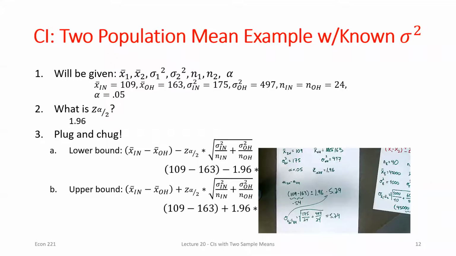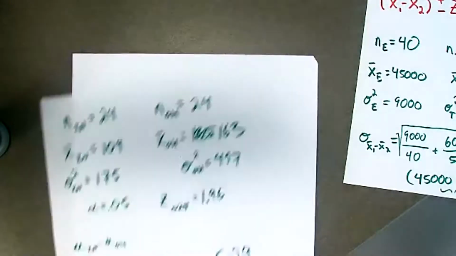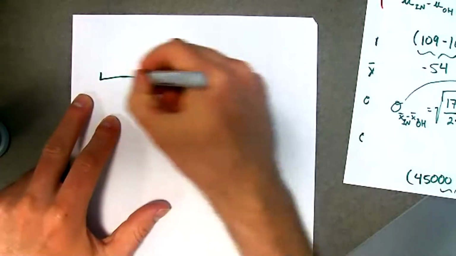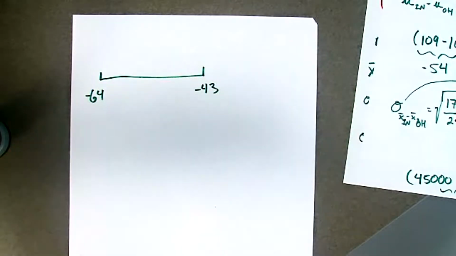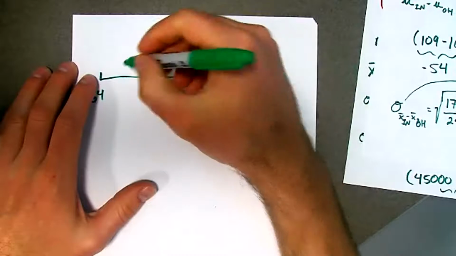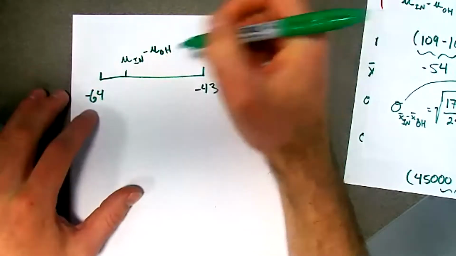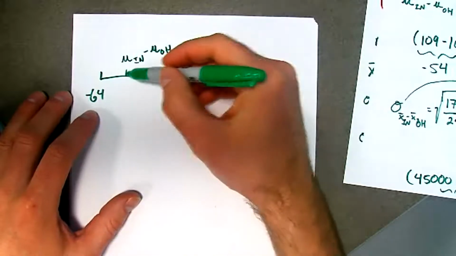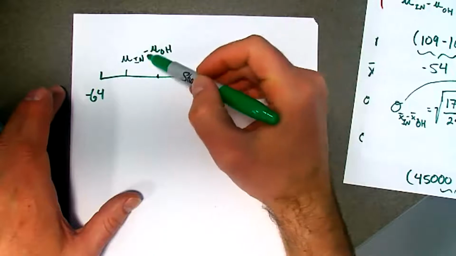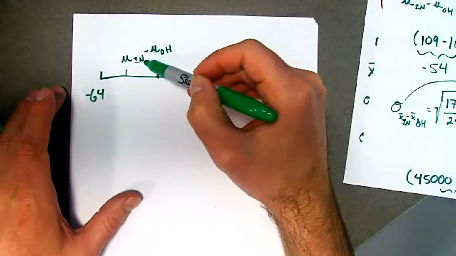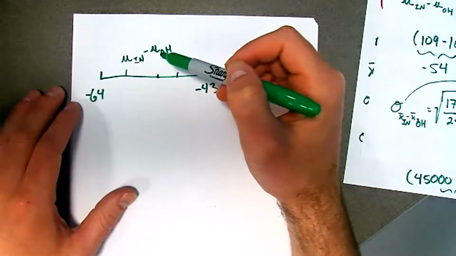So negative 64 to negative 43. If I'm thinking about how to start interpreting these, negative 64 to negative 43. What this is saying at the 95% confidence level is that the true difference between Indiana and Ohio's robbery rates is somewhere in here. It could be here, could be here, could be here. Well, all these values are negative. So with 95% confidence, I can say that Indiana has lower robbery rates than Ohio, at least over that given time period.